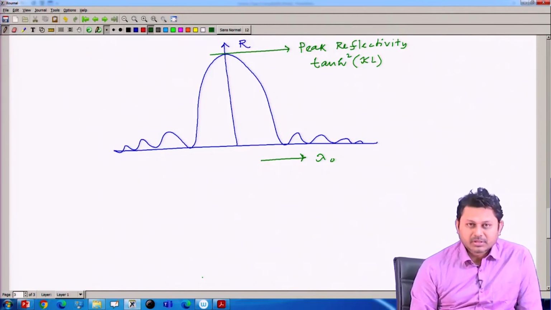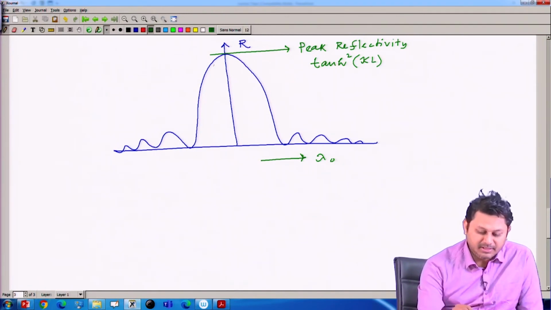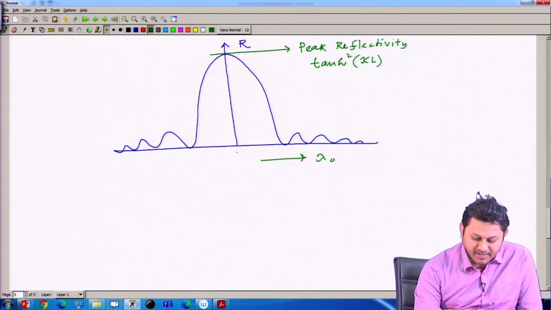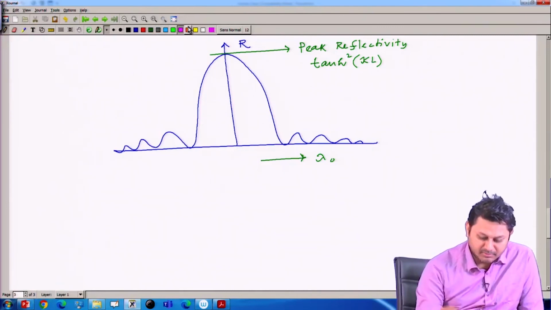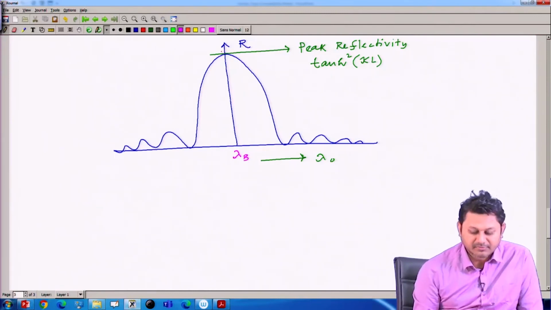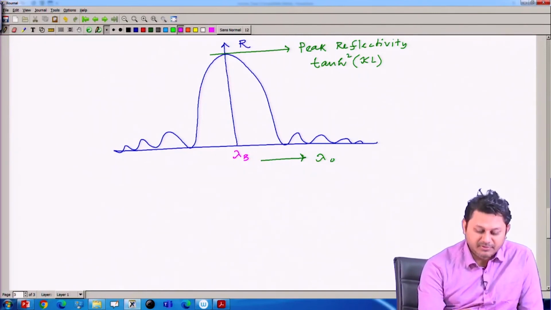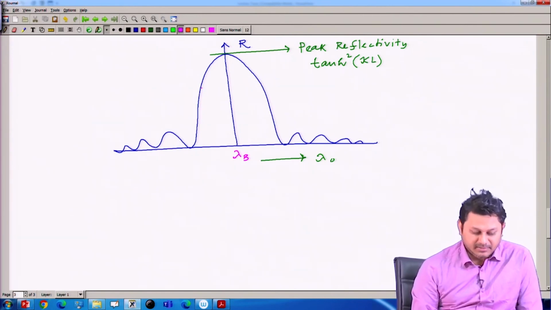From this curve you can readily understand that this reflectivity is sharply falling. This is the value of lambda b, by the way, let me remark. This is the Bragg wavelength at which we have a peak reflectivity. Now, if the wavelength is not exactly lambda b, but is either higher or lower, around lambda b, then the reflectivity falls down very rapidly, but still I can have some kind of reflectivity. So, that means there is a certain bandwidth of this reflectivity curve.